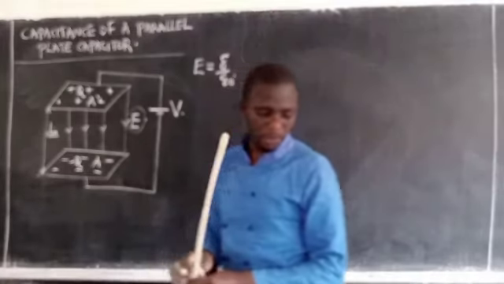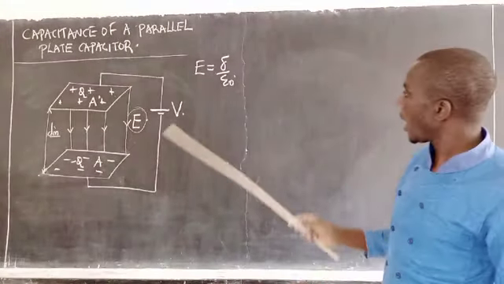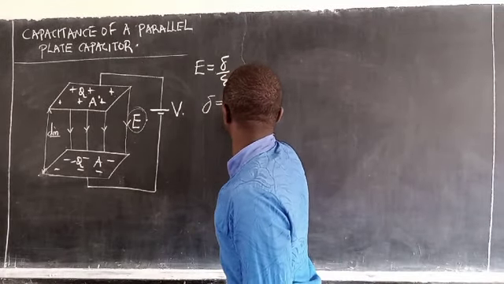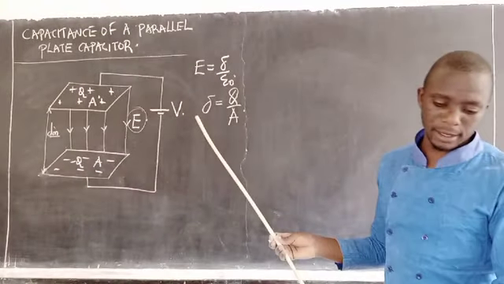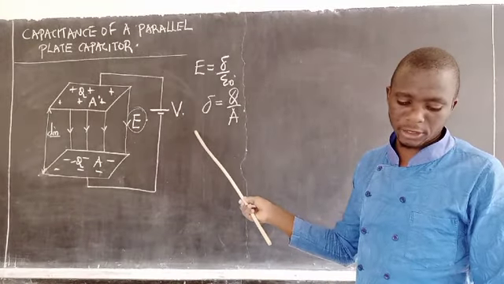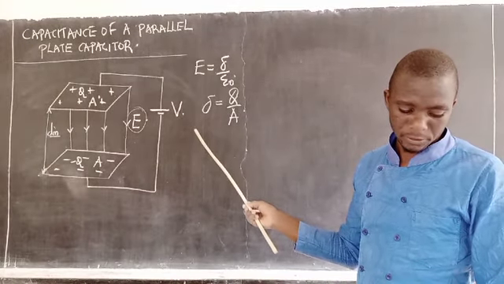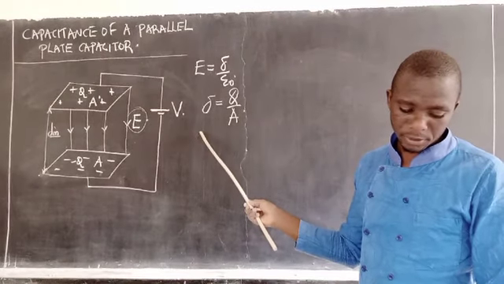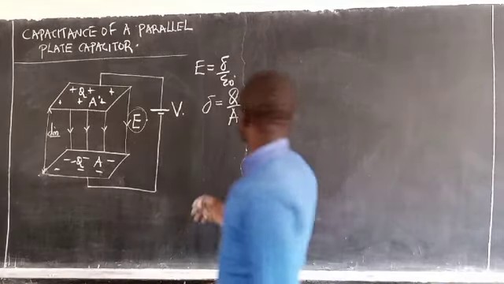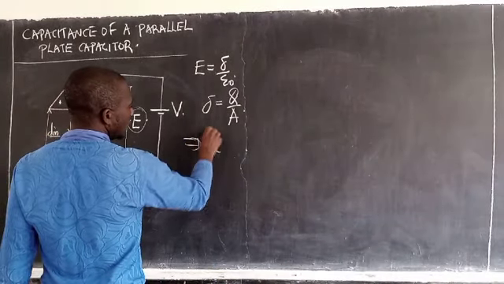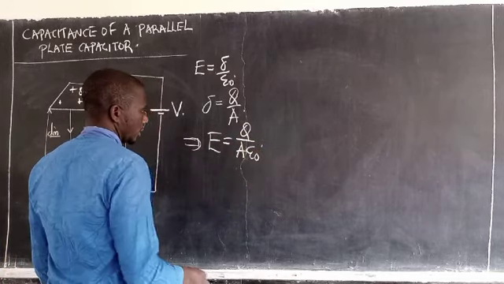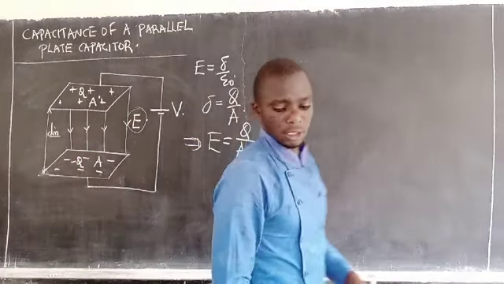over epsilon naught, where sigma is the charge over area, because sigma is the surface charge density. So E becomes that. This means that E becomes Q over A epsilon naught. We can call it equation 1.